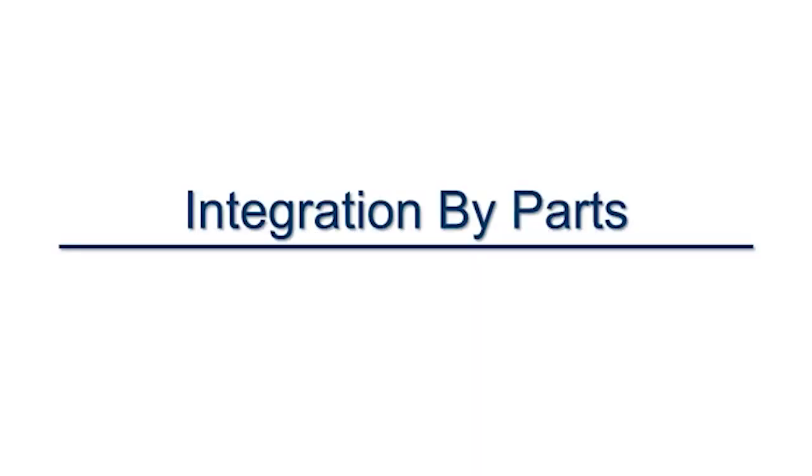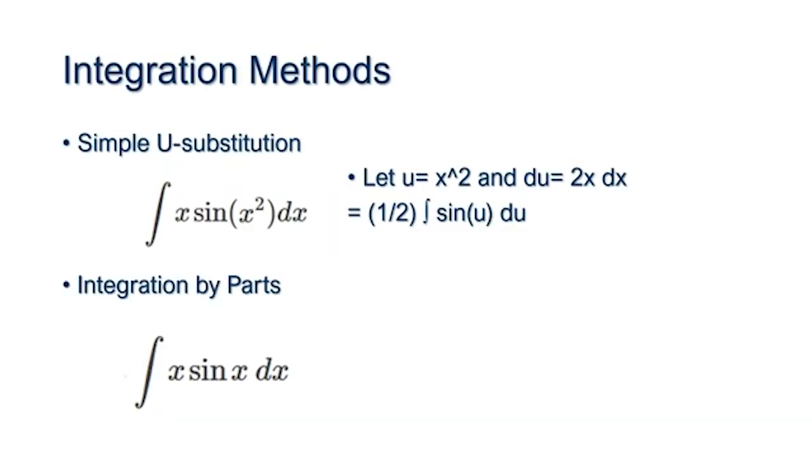This is a review of integration by parts, a method to help solve more complex antiderivatives. Integration by parts helps us solve integrals that cannot be solved by a simple substitution. Consider the following integral, where we have x sine of x squared that we want to take the antiderivative of.